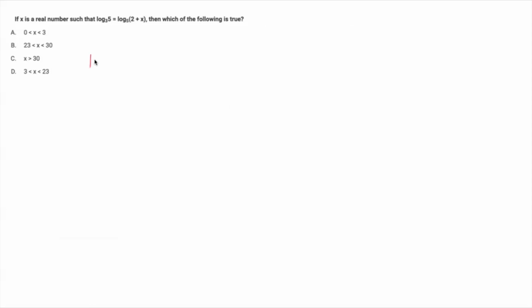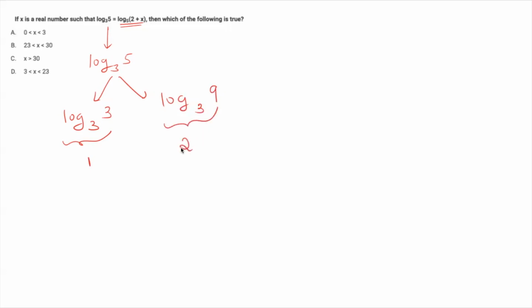We have been given log of 5 to the base 3 on the left hand side. This is equal to log of 2 plus x to the base 5 on the right hand side. Now guys, let's come to think of it. If this was log of 3 to the base 3, the value would have been 1, isn't it? Or if the 5 was replaced by 9, the value would become log of 9 to the base 3. And we know 3 square is 9. That means this value is 2.